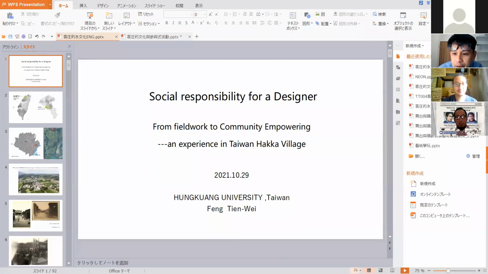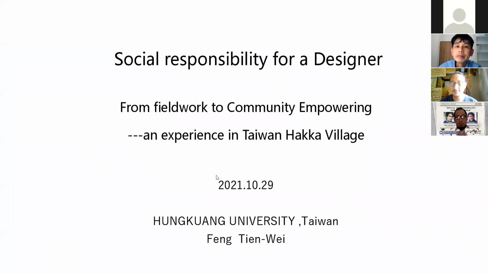Okay, can you see the PowerPoint? Yes. Okay, today the topic is social responsibility for designers. It's actually my experience from when I was a master's student, doing field work in a Hakka village and doing design work. So actually not design work, but a community empowering process in the village.